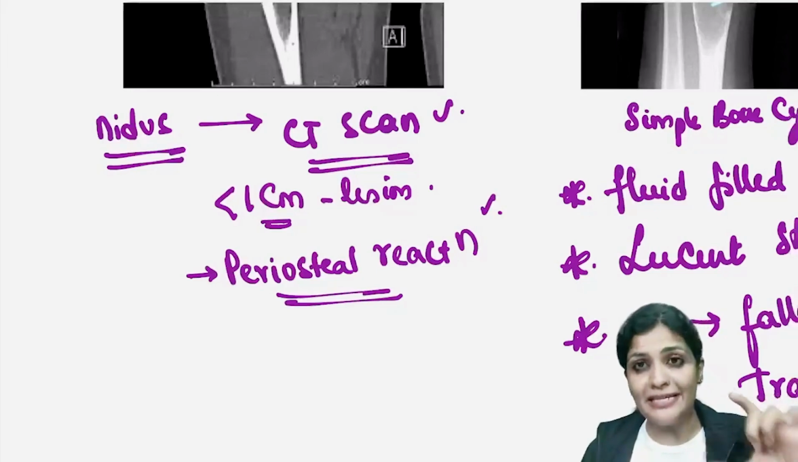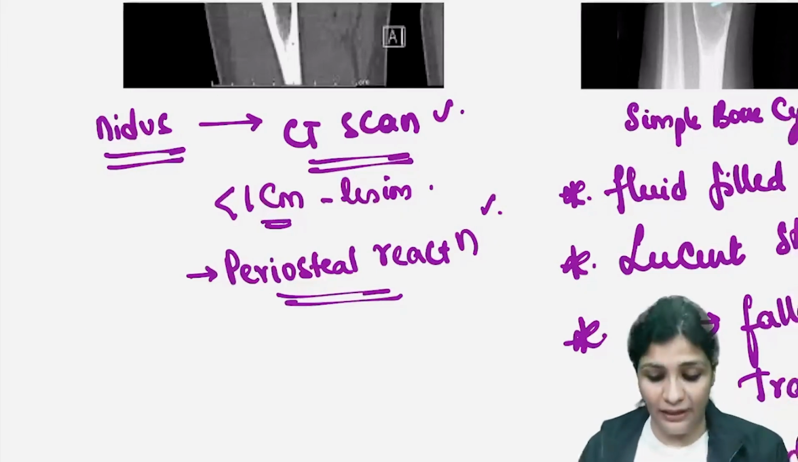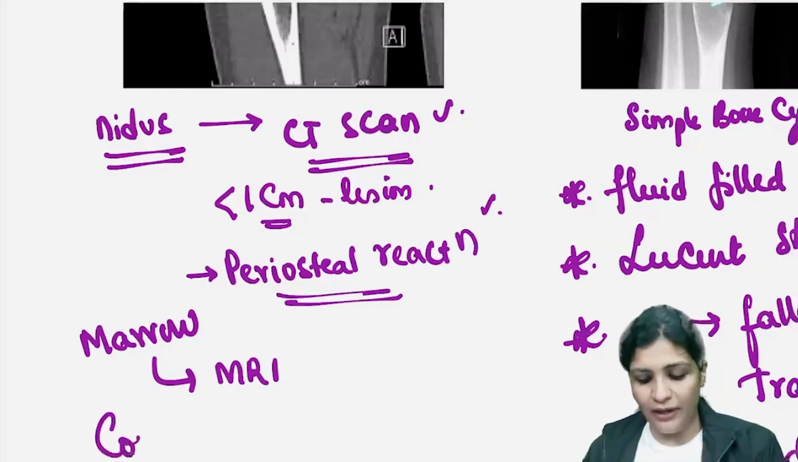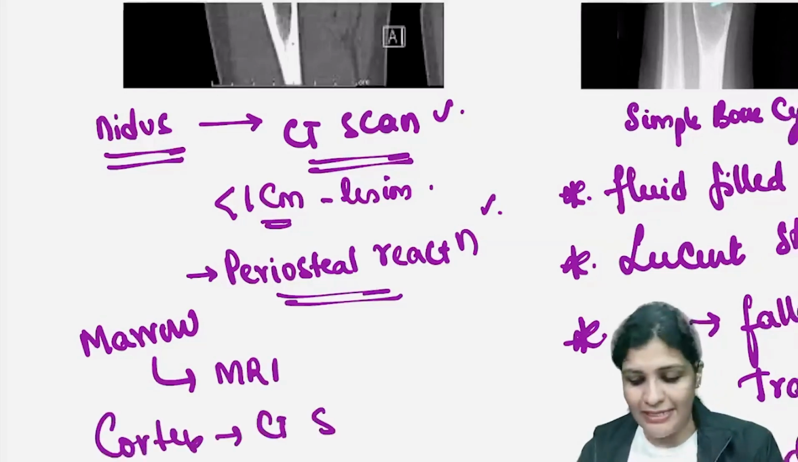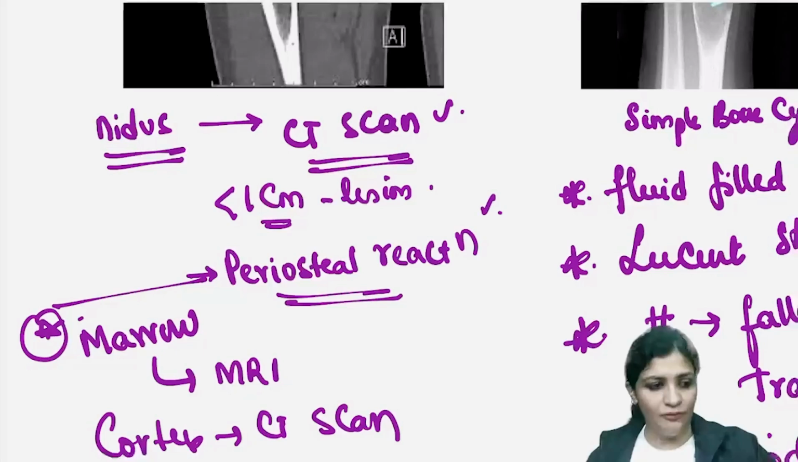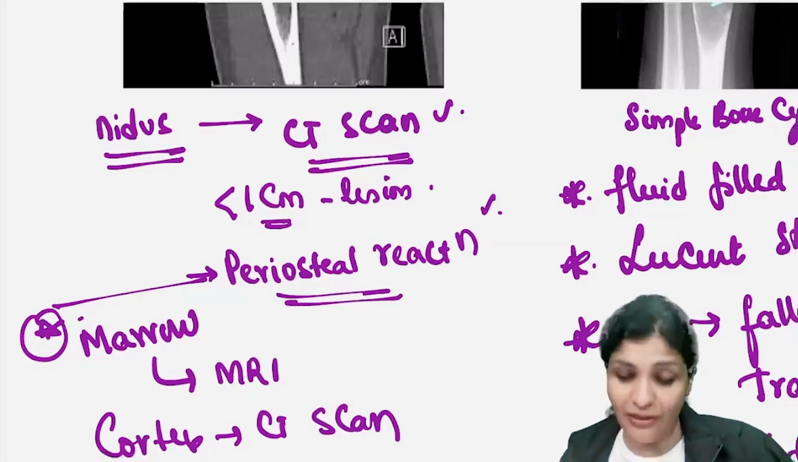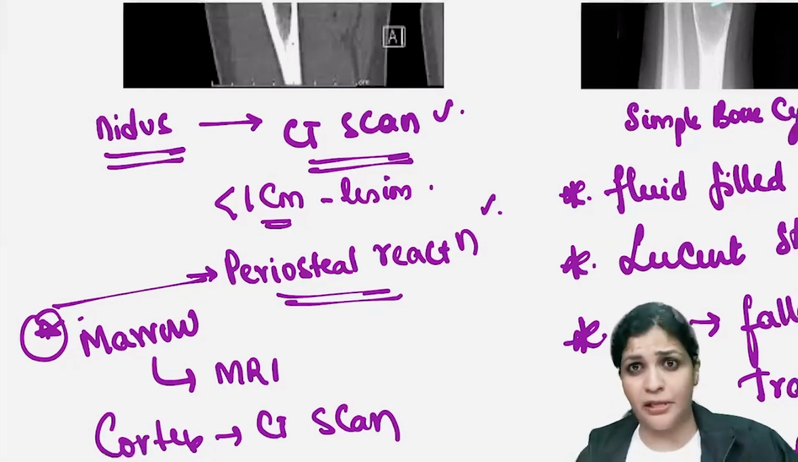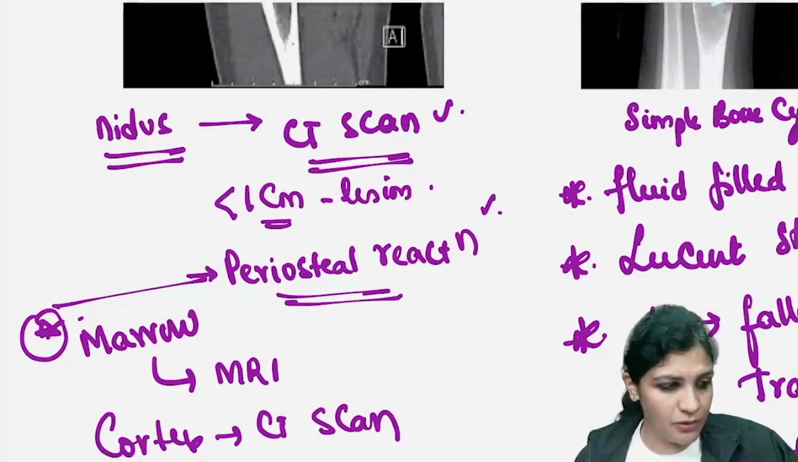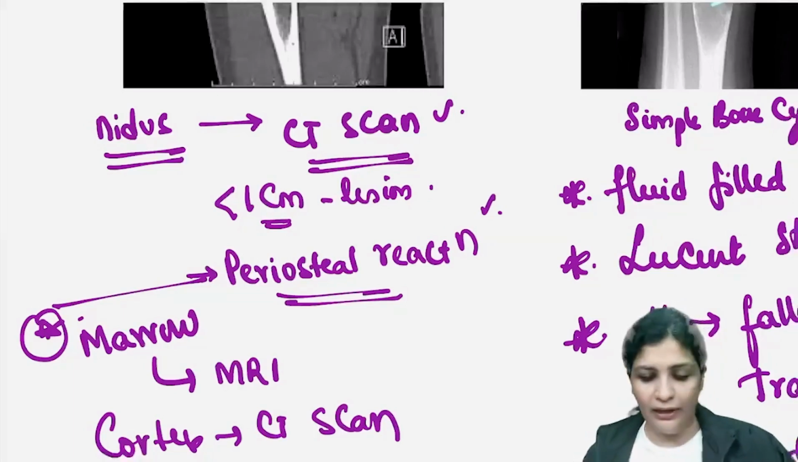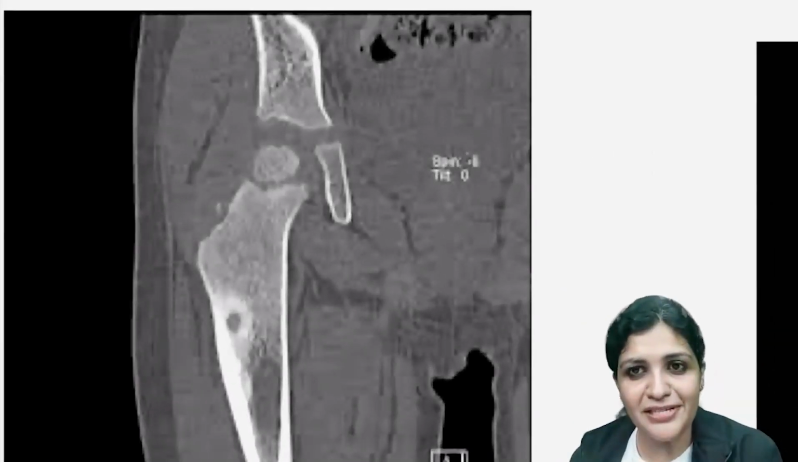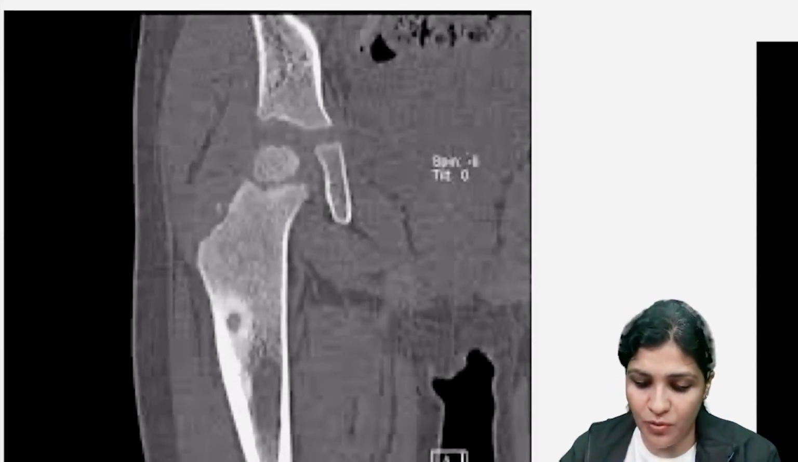And now when you go for a CT scan, always remember, whenever you want to identify something in marrow, you go for an MRI, and whenever you want to identify something in the cortex, something related to calcification, something related to bone in detail, then you go for a CT scan. So this is a golden rule which you have to remember. Navodit, Shivani, do you think this is an MRI? This is a CT scan, where you can see the bone clearly, right?